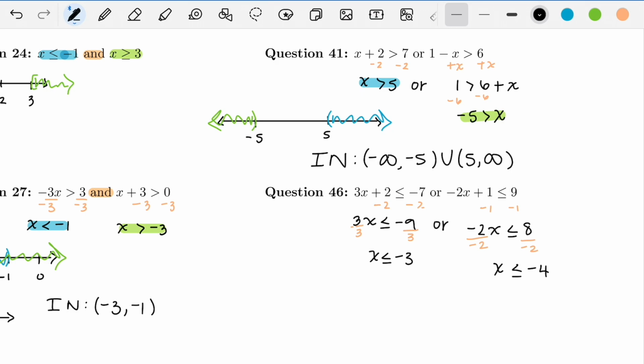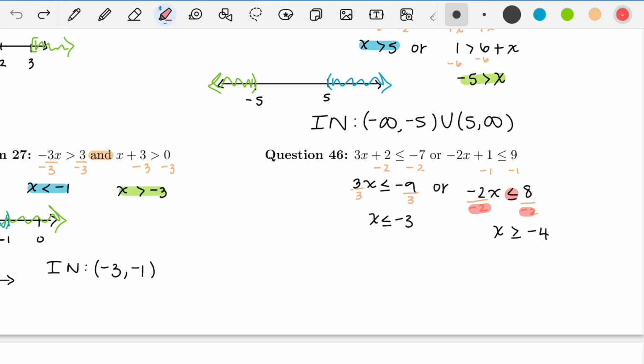Oh, and actually, if you caught my mistake here, remember whenever we multiply or divide by a negative number, we have to flip our inequality. So we have to be careful with that because we divided by a negative. So this is going to be greater than or equal to -4.